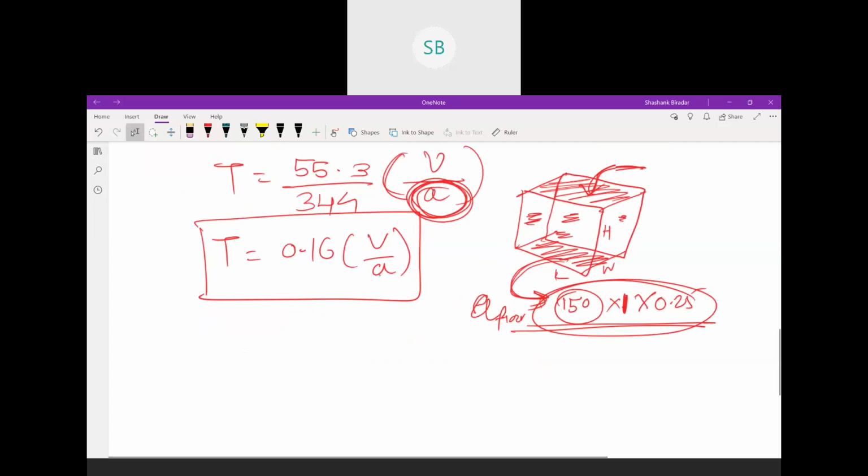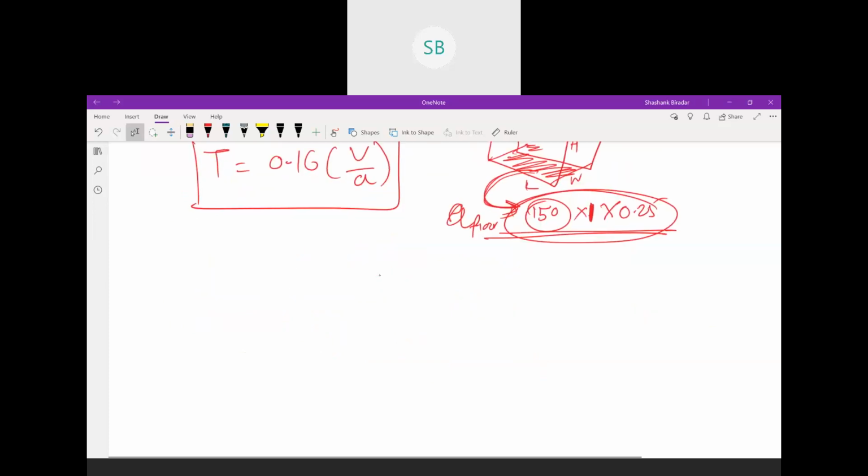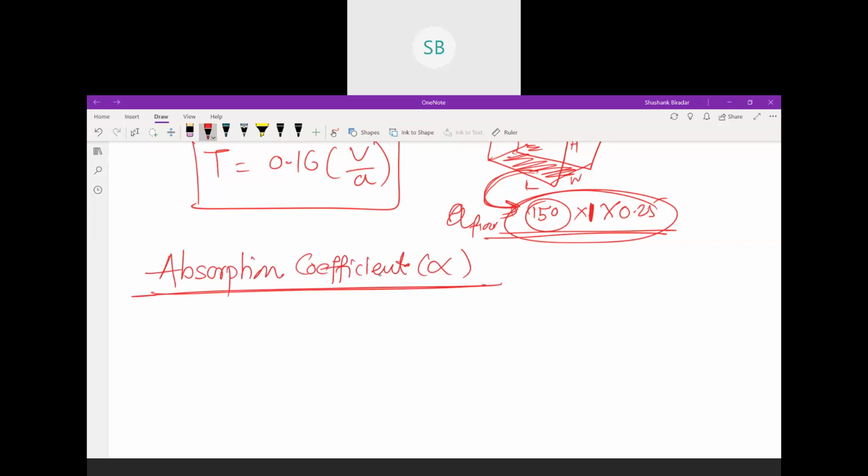And last, we will see one small factor, that is the absorption coefficient, alpha. A small topic, and we'll stop for today. So this absorption coefficient is defined as the ratio of energy absorbed by a unit surface area to the total energy received by the unit surface area.